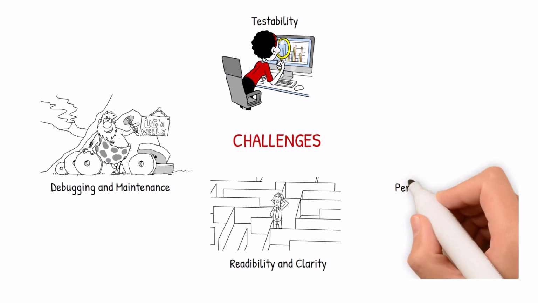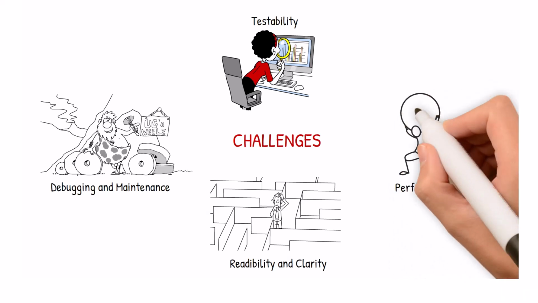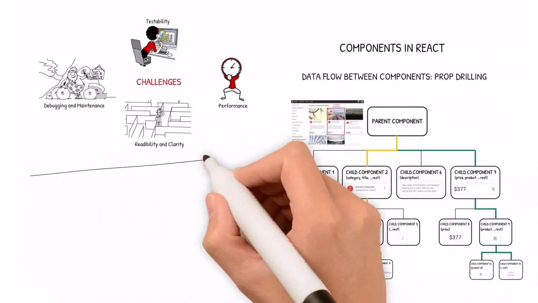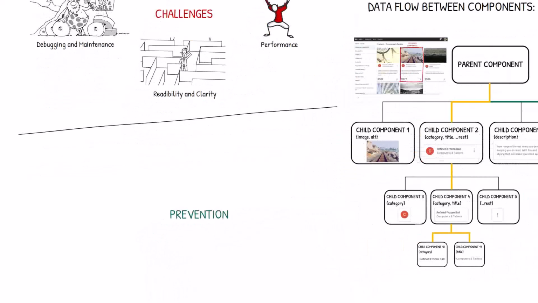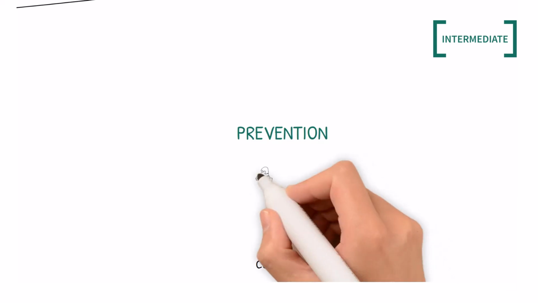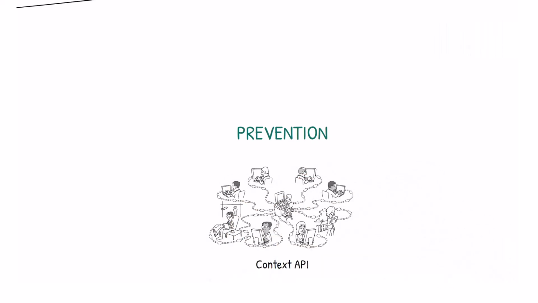And of course, performance. Passing props through multiple layers of components can cause unnecessary renders and decrease the efficiency of the application. What can we do to prevent or avoid prop drilling? React actually offers us a few patterns and features. First, Context API. It's a pattern provided by the React library that allows for the global sharing of data within a tree of components without the need to pass props at each level.